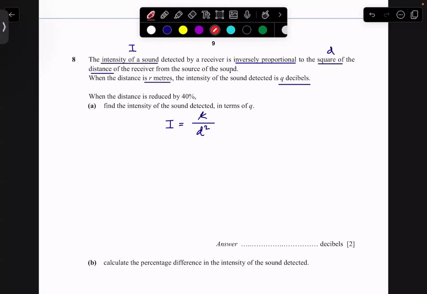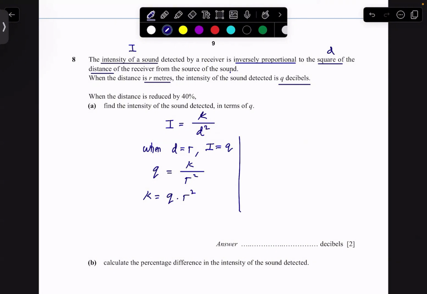So the question gives us a set of values. When d equals r, I equals q. Let's just call it q. So q equals k over r squared. For this sort of question, the most important factor is the k. So k equals q times r squared.